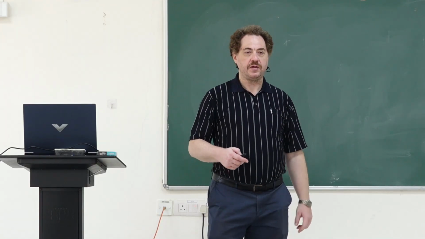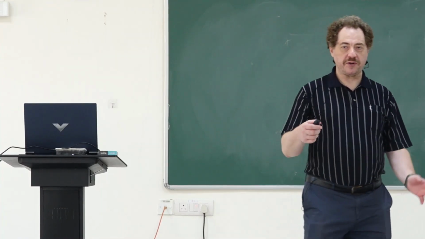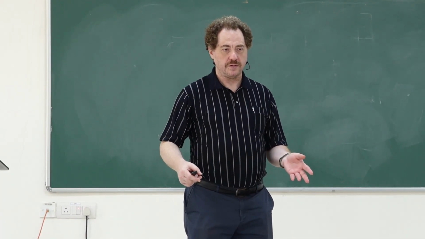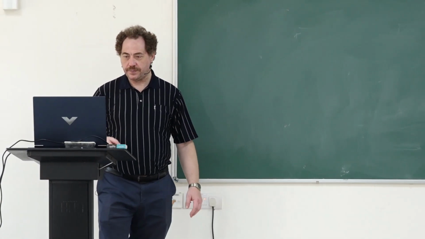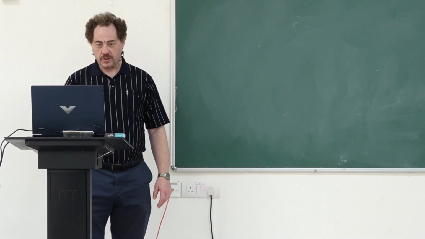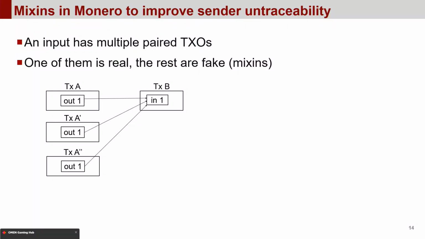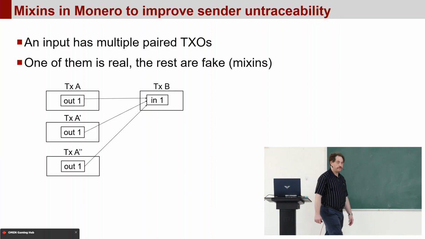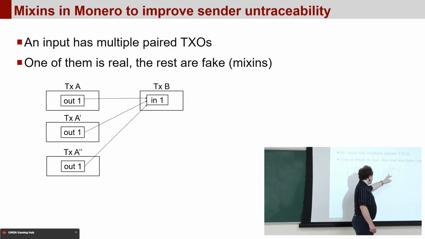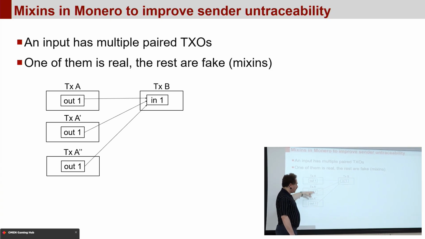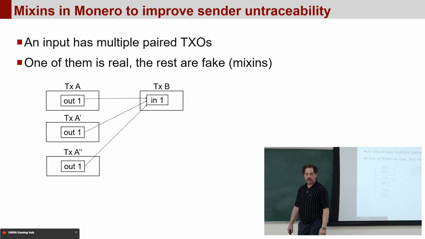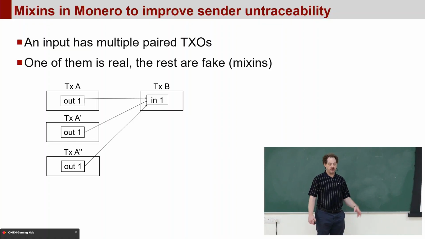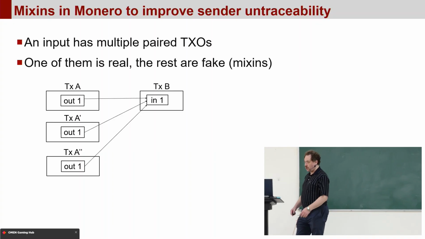But of course, the main challenge is how we can guarantee those properties alongside defending against double spending, for example. Okay, let's take a look at the example. In Monero, an input has multiple pair transactions, of which one is real and the rest are fake. For the fake transactions, they use the term mix-ins. So you see here transaction B is linked not with just one output, but in this example with 3 different outputs, of which one is real and the other 2 are fake. But from the outside, we don't know which one is the real one. And this is the way to achieve untraceability of the sender.